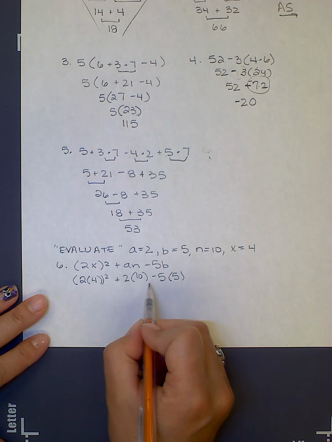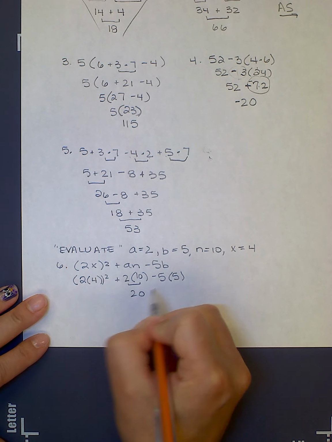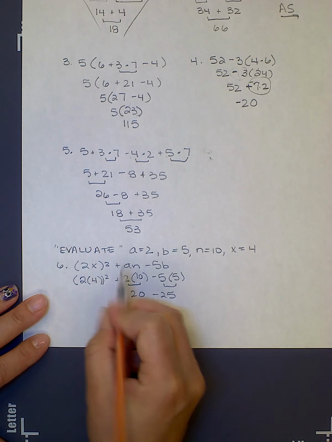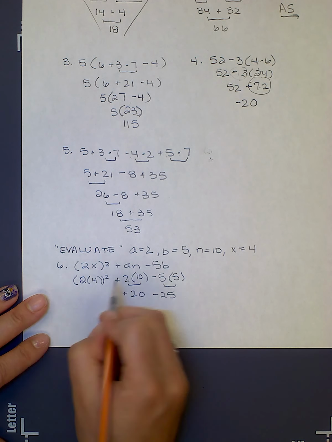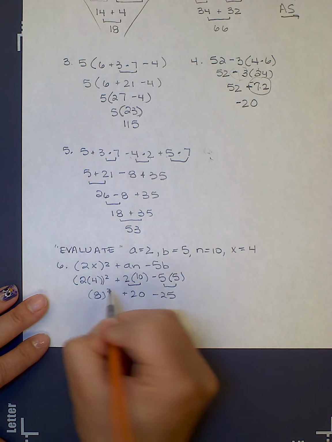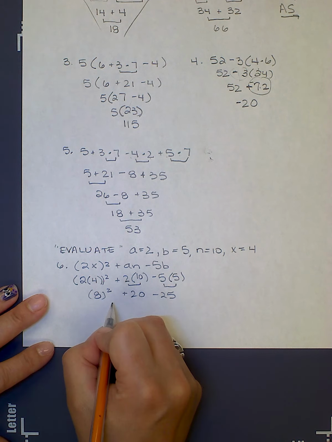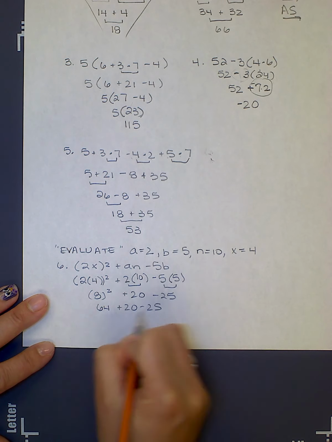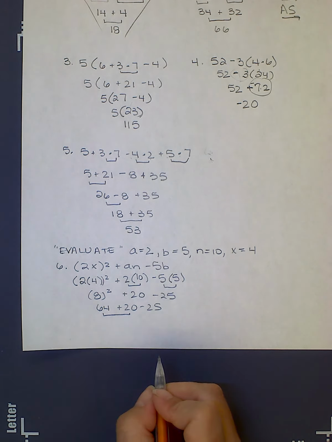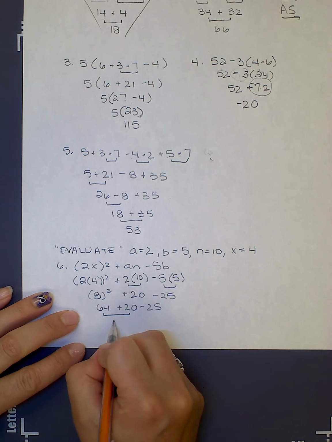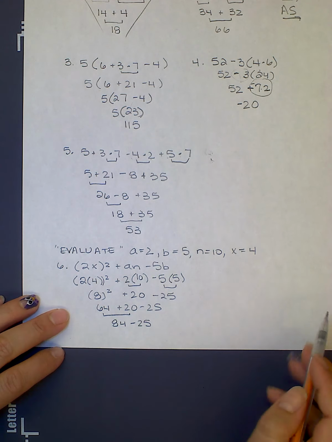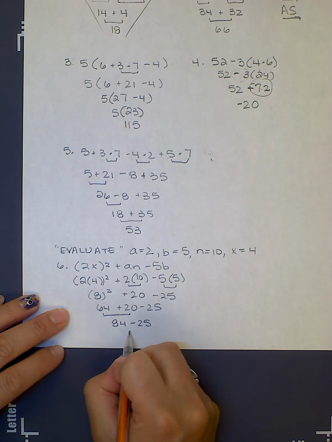Now, we need to do the parentheses here first, but we can also go ahead and do these multiplications here. So we get 20. This gives us negative 25. Now here we get 2 times 4, which is 8, which we need to square. 8 squared will give us 64. Plus 20 minus 25. Adding and subtracting left to right, this gives us 84 minus 25, which will give us 59.